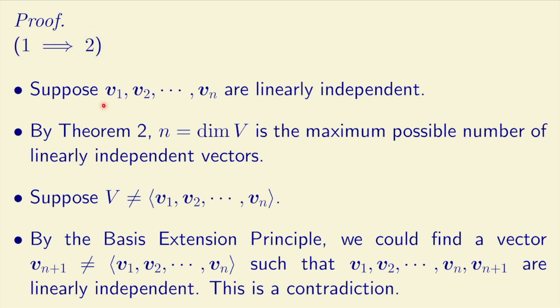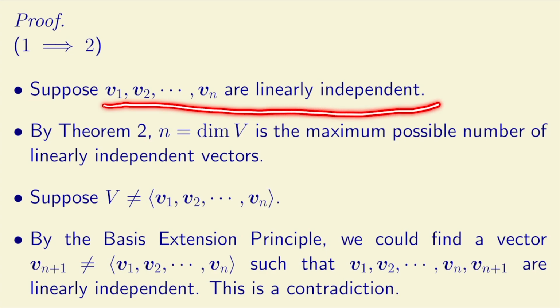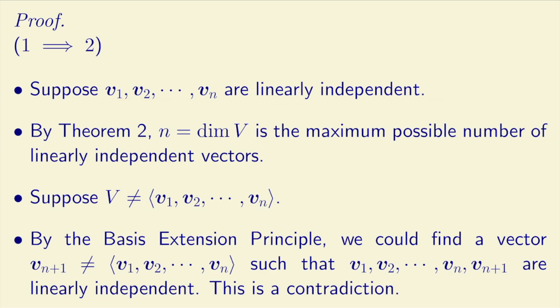Suppose these n vectors are linearly independent. So this is the premise. And by theorem 2, n, which is the dimension of V, is the maximum possible number of linearly independent vectors. Suppose now V is not generated by these n vectors. Then, by the basis extension principle, that's theorem 1, we could find a vector Vn plus 1, let's say, which is not spanned by these n vectors, such that these n plus 1 vectors are linearly independent.